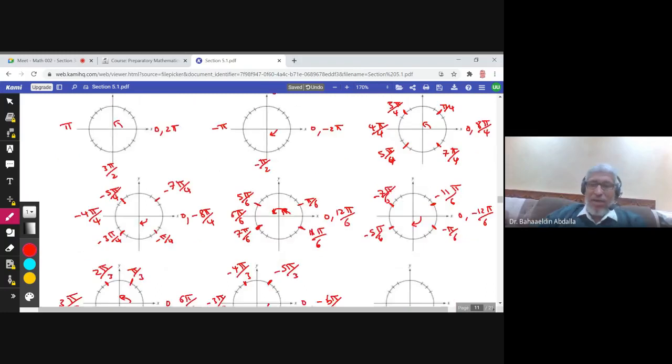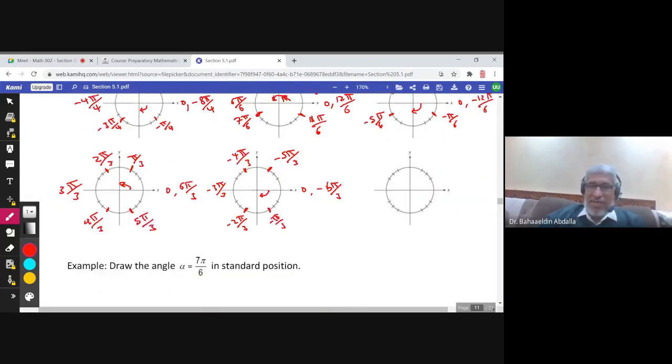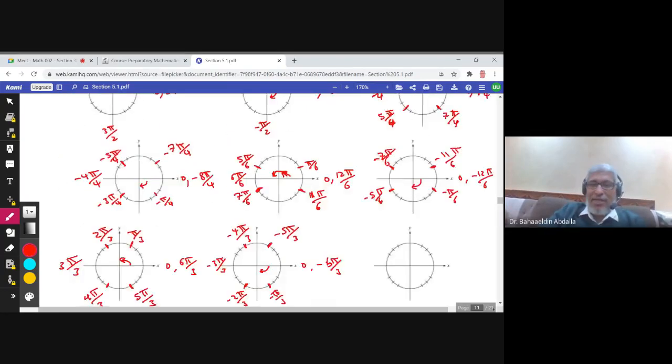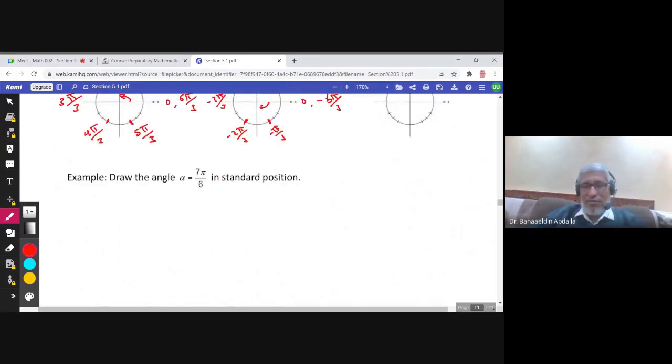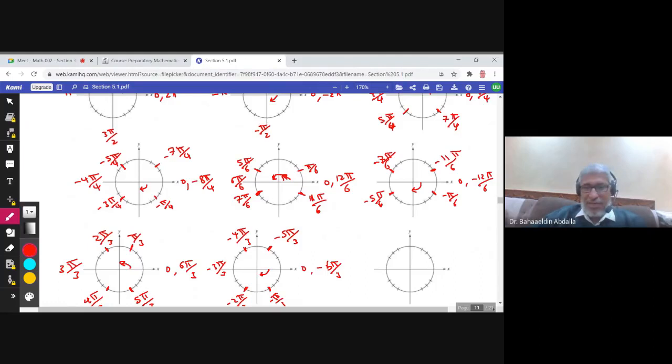I put them in each circle, pi over 2 alone, pi over 4 alone, pi over 6 alone, and pi over 3 alone. Please restudy these circles again and again. So if you understand these circles, you can sketch the graph of 7 pi over 6 easily. Actually, 7 pi over 6 is here. This is 7 pi over 6.